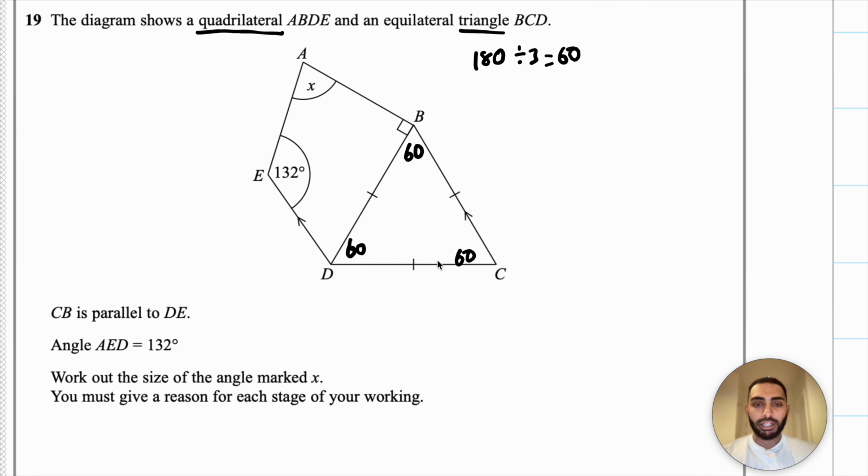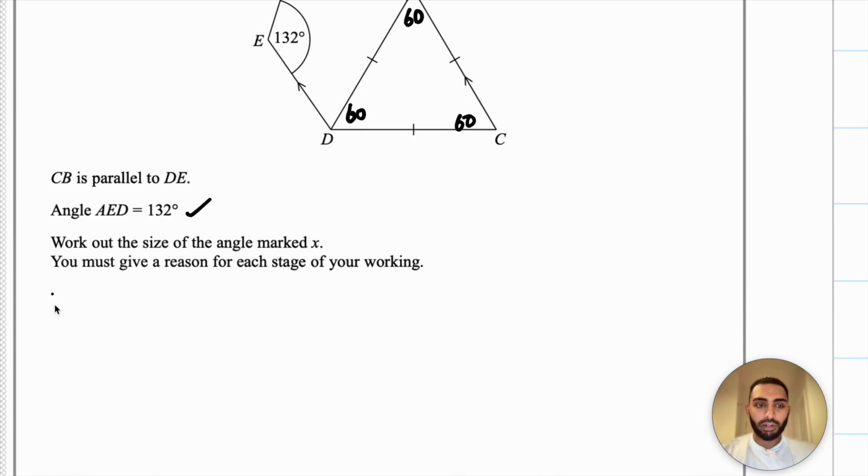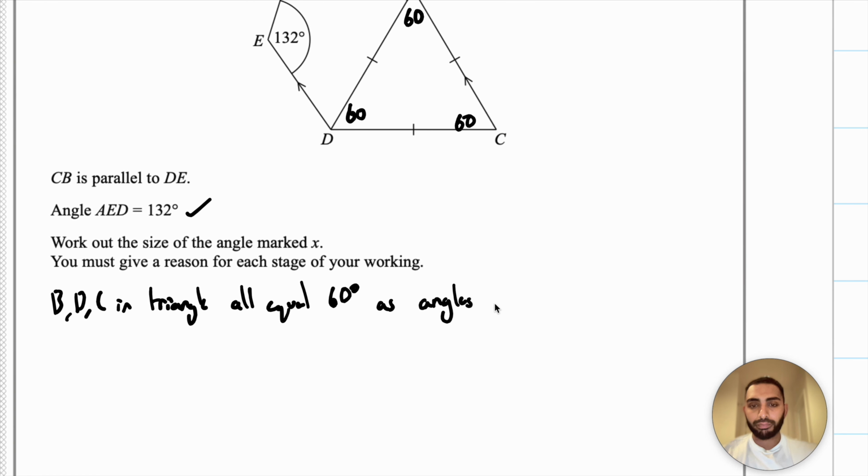CB is parallel to DE. So this line, CB, is parallel to that line. And AED is equal to 132. That's already on. Work out the size of the angle marked X. So we're trying to find this angle here. You must give a reason for each stage of your working. So first thing that I've done is I've put 60 on all of my angles in the equilateral triangle. So I'll just write that down. So I'm going to write B, D, and C in triangle all equal 60 degrees as angles in a triangle add to 180.